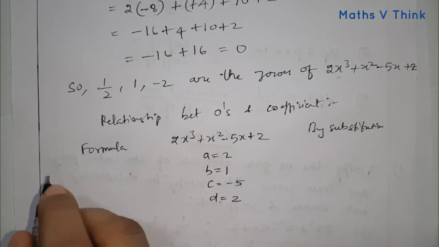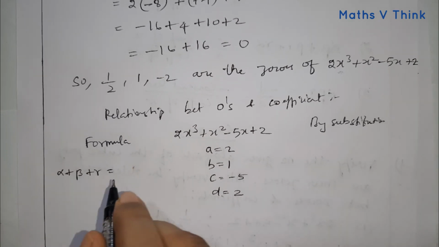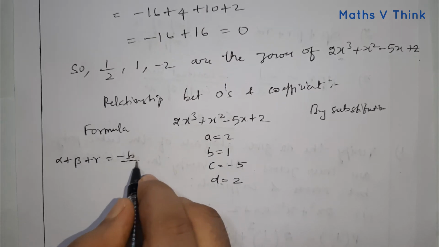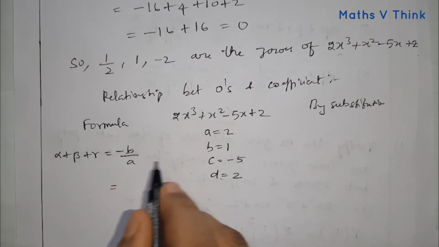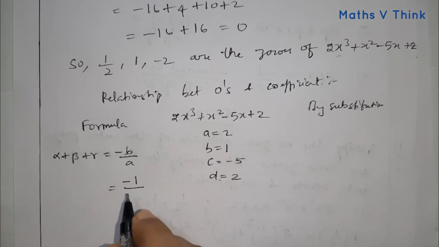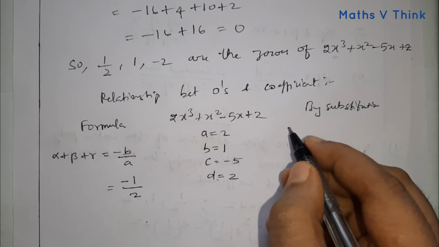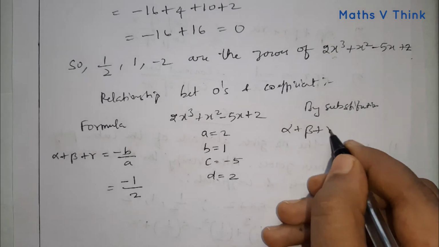So first, the sum of the zeros, alpha plus beta plus gamma. The formula is minus b by a. So minus of b, which is 1, by a, which is 2. Now we need to verify by substitution, like alpha plus beta plus gamma.